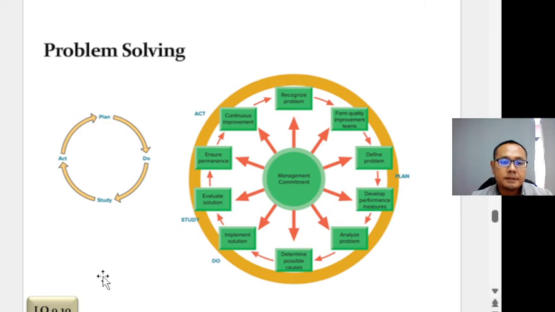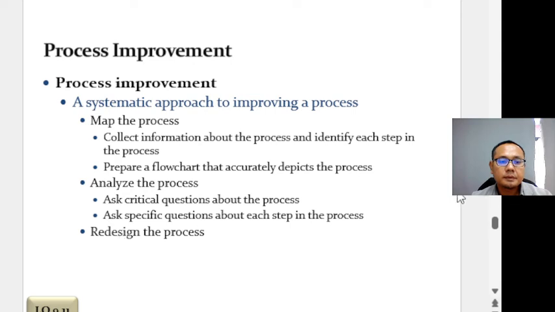As you can see, the diagram shows this and the process involved in doing these techniques.